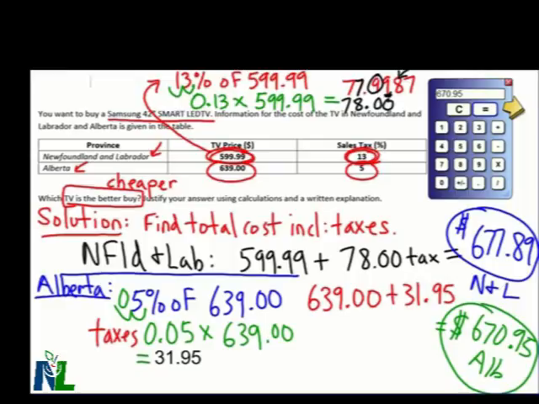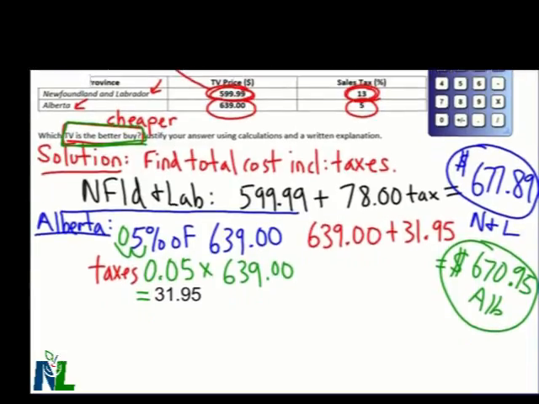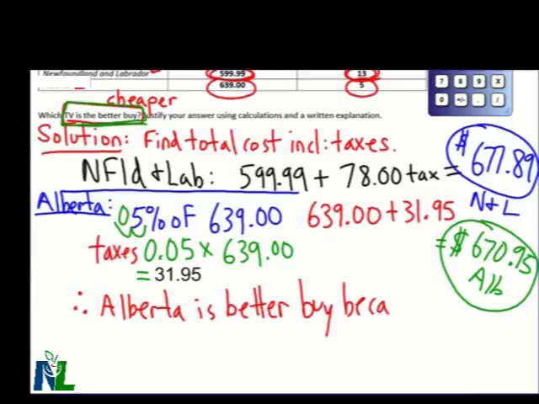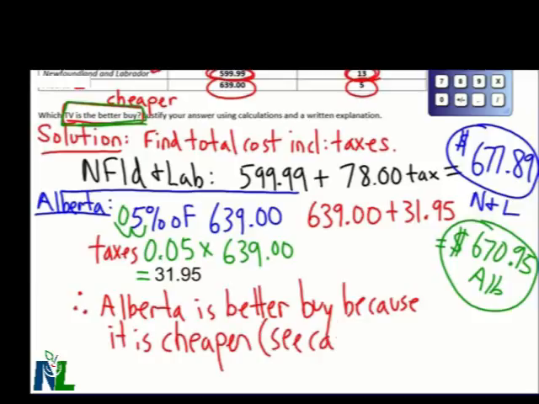So if you come back to the original question, which TV is the better buy? It's obviously Alberta, because it's cheaper. Just scrolling down a little bit, we'll answer our question. Therefore, Alberta is the better buy because it is cheaper. And you could just say, see calculations.